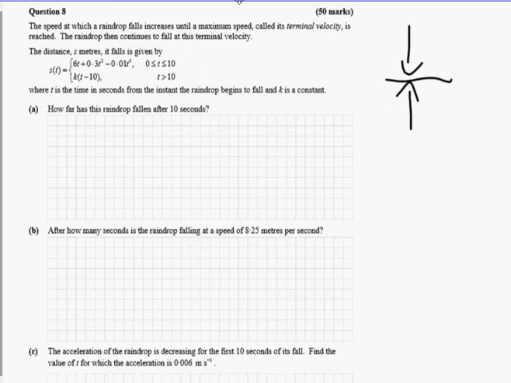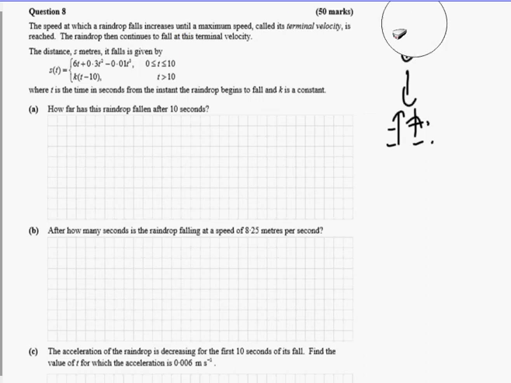Okay, so this raindrop is based on this: the raindrop will start falling, gravity accelerates it, and then eventually the wind particles catch it, and it stops at its maximum velocity. It keeps dropping, but it's no longer getting any faster. The rate at which it's dropping stays the same.